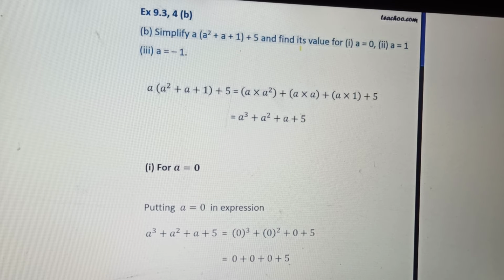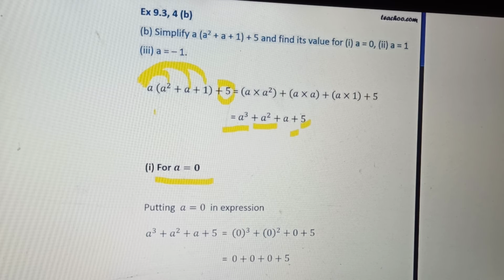Next is simplify this expression and find the value for a equal to 0, a equal to 1 and a equal to minus 1. So first we have to multiply a into a square, a into a square and this one. So a cube, a into a square is a cube. Then a to the power of 2 plus 1, a square, a. 1 into a, and plus 5. Here plus 5 is added separately, so no need to multiply with a. So for a equal to 0, when we put it in the equation, the whole thing becomes 0, only the constant remains. So the answer will be 5.